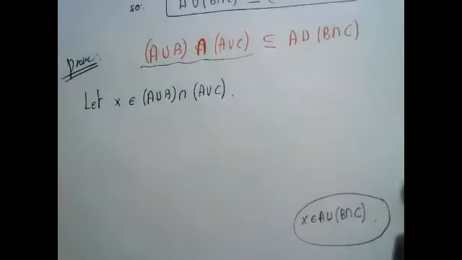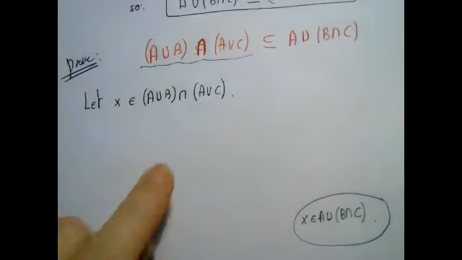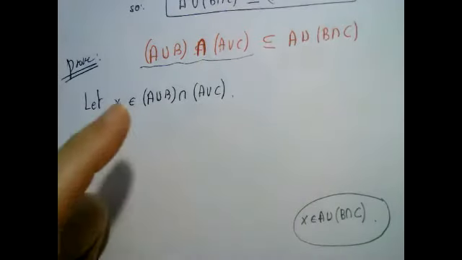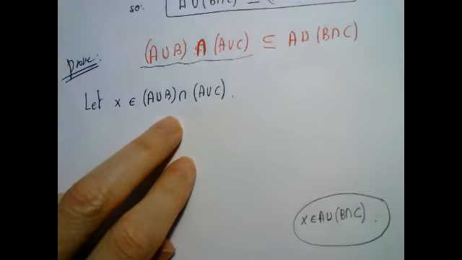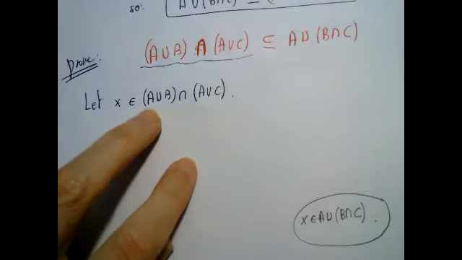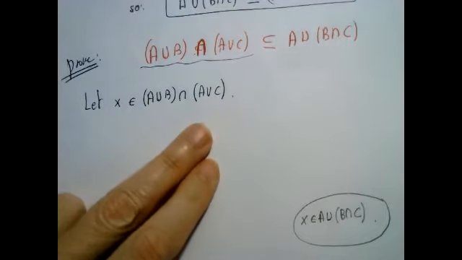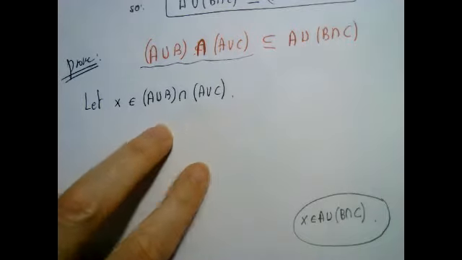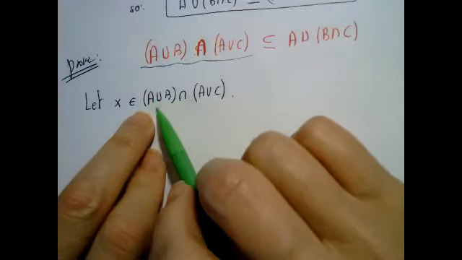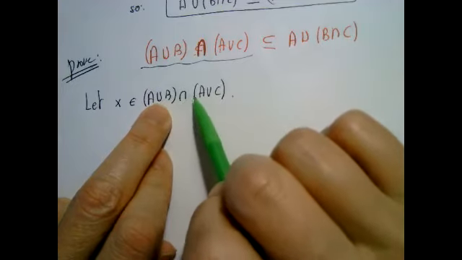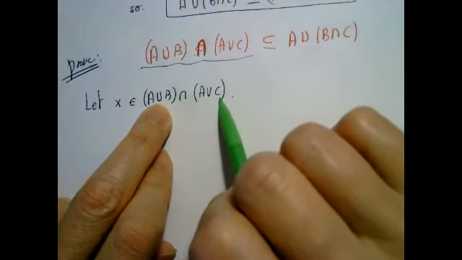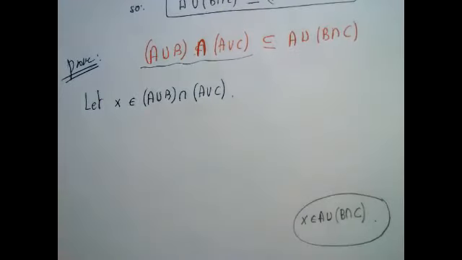But it's a little bit harder because we don't have clear cases because of the intersection. So what do you think I should do? If X is in here, it means X is in A or B, and it's in A or C. Anybody wants to pitch in?